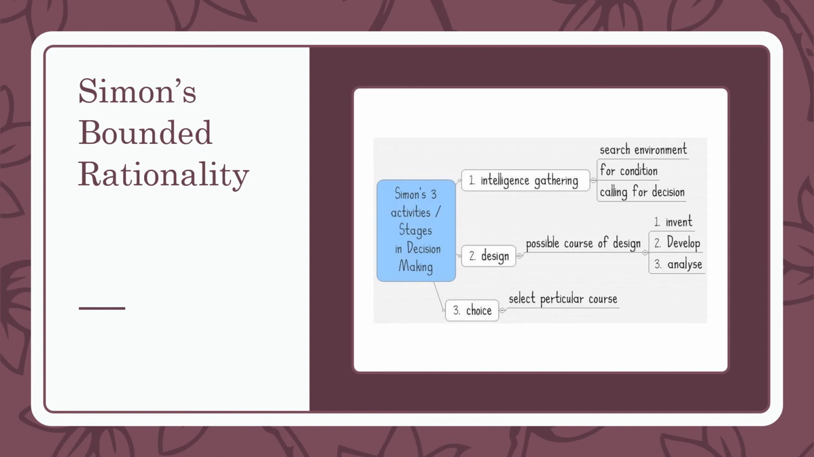Here on this slide, I'm going to be discussing Simon's bounded rationality. So basically, Simon broke up the activity into 3 different stages of decision making. The first being intelligence gathering, 2, design, and 3, choice. With intelligence gathering, you just gather what you need to make decisions. You discover everything that you need there. Design, basically, you create, develop, and find ways to make your design work. And then 3, with choice, select a particular course.